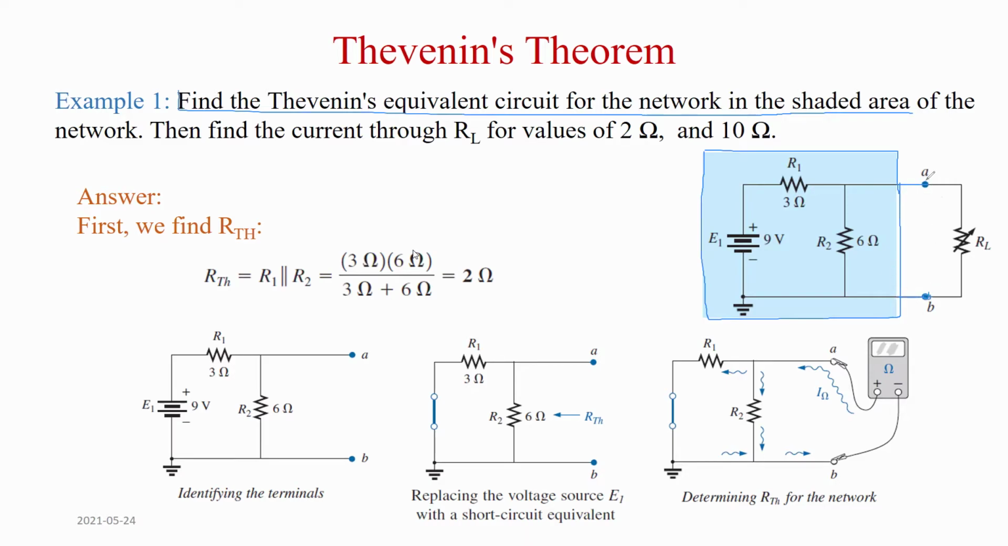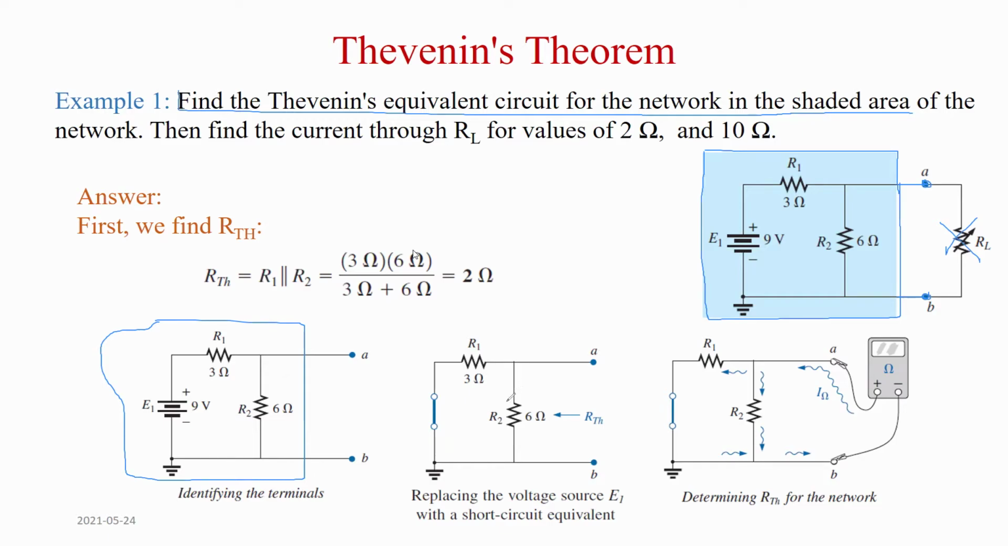Step number 1. I'm going to remove this. This is not included. This is the load connected to the network, not included. Okay, that's step number 1. I removed it. Those are the 2 terminals. This is my network that I want to find the equivalent for. The second thing, I need to find R Thevenin.